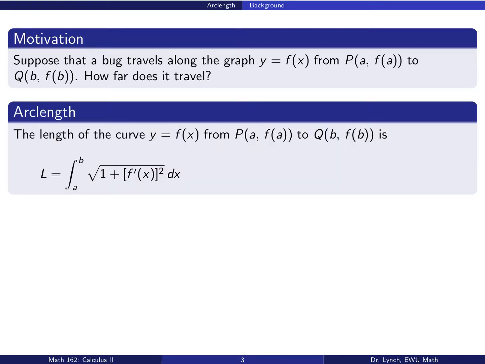So here is our expression for the length of the curve y equals f of x from the point defined by the x value a to the point defined by the x value b. That arc length is the integral from a to b of the square root of 1 plus f prime of x squared, dx. And this is the bottom line with our arc length.